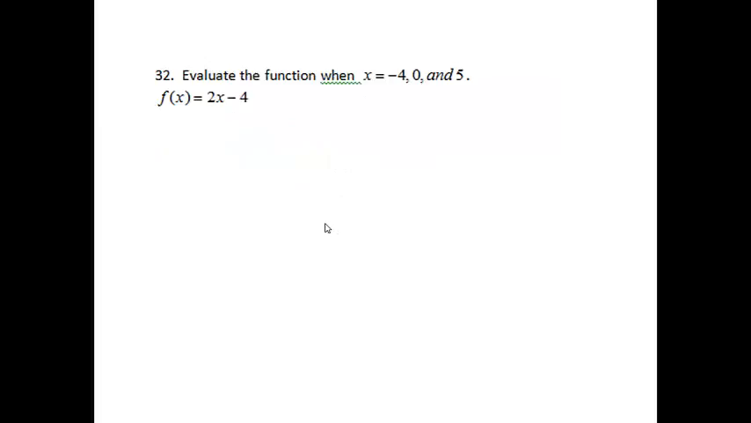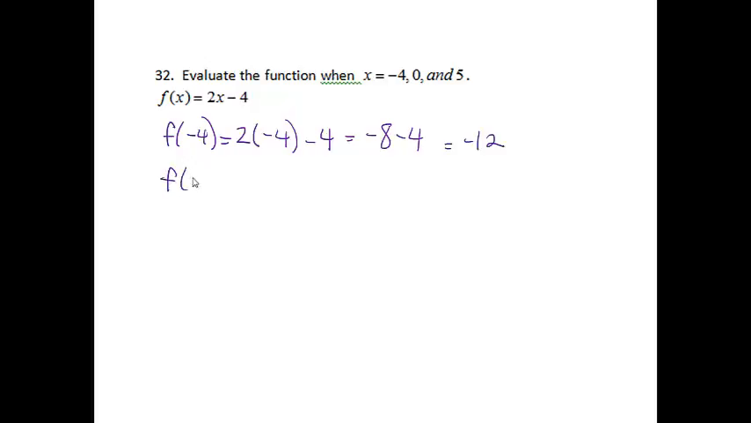Number 32, evaluate the function when x equals -4, 0, and 5. So we have f of x equals 2x minus 4. So when we're going to do f of -4, wherever we see an x, we just put a -4. So 2 times (-4) minus 4, and then we're just going to work this out. 2 times -4 is -8, minus 4, which equals -12.